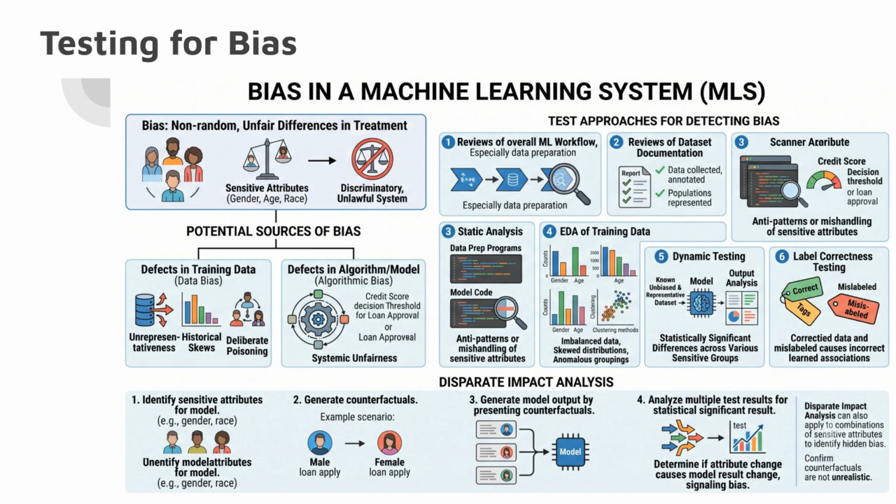EDA of training data by using visualization and clustering methods to reveal imbalanced data, skewed distributions, or anomalous groupings across different sensitive attributes. Dynamic testing to help detect bias in an ML model by feeding a known unbiased and representative dataset through the system and analyzing its predictions for statistically significant differences in outcomes across various sensitive groups. This identifies bias in model outputs, regardless of whether the bias was introduced during data training or during model development. Label correctness testing to identify mislabeling that causes incorrect associations to be learned between attributes and outcomes for specific sensitive attributes.